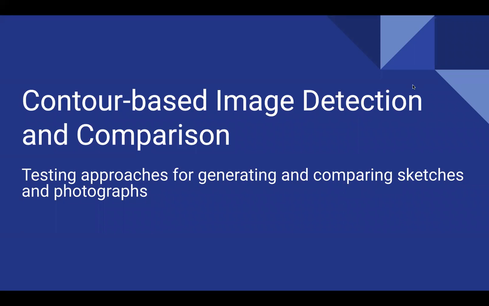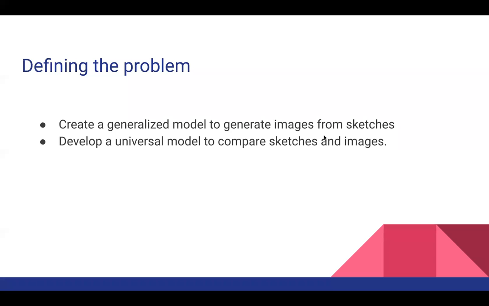Today we're going to talk about our project which is called Contour-Based Image Detection and Comparison. What is it about? Well, it is to test and analyze various approaches to generate and compare sketches to images. Our primary goal is to develop a generalized model that is capable of generating images given a sketch. Second is to create a universal model to compare sketches to images.